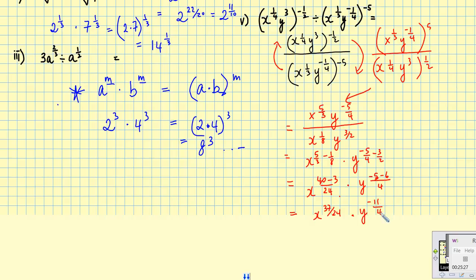Now the final step that I need to take is just bring that y to the negative 11 over 4 down to the bottom, so it becomes x to the 37 over 24 all divided by y to the 11 over 4. And I'm done.